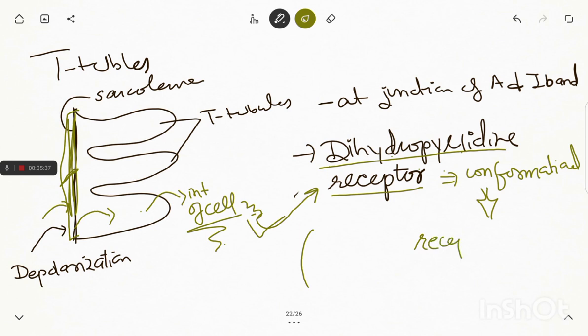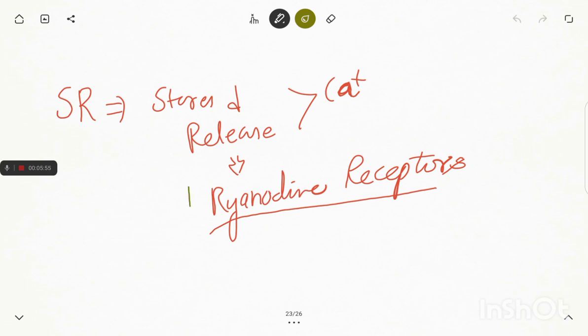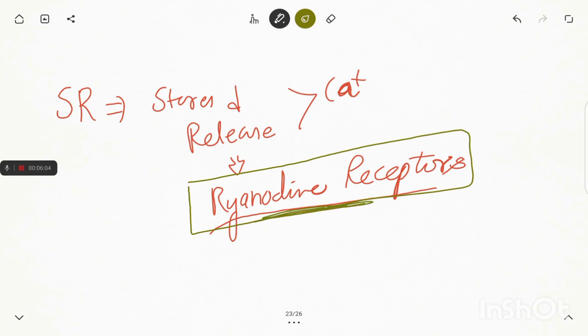receptors of the endoplasmic reticulum, because this is a T tubule and a T tubule is in very close association with the endoplasmic reticulum. So when T tubule receptors undergo conformational change, they will affect receptors of the endoplasmic reticulum. The receptors of the endoplasmic reticulum are known as ryanodine receptors. Now when ryanodine receptors are affected, they will release calcium.